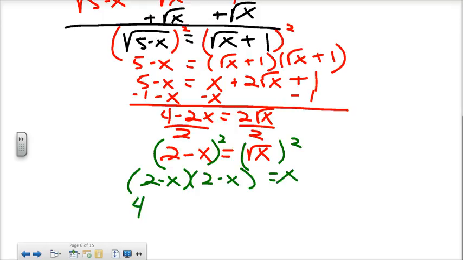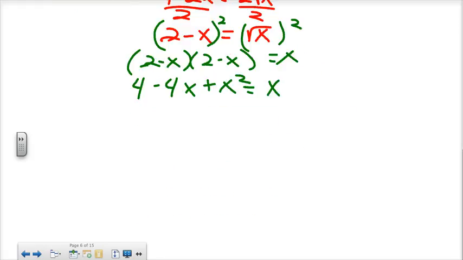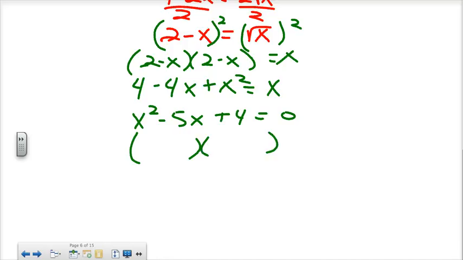So this will be 4 minus 4x plus x squared equals x. Move the x over, and I'm also going to put this in standard form. So now what I need to do is factor. I need two numbers that multiply to positive 4 but add to negative 5, and that's going to be negative 4 and negative 1. So my solutions are 4 and 1.